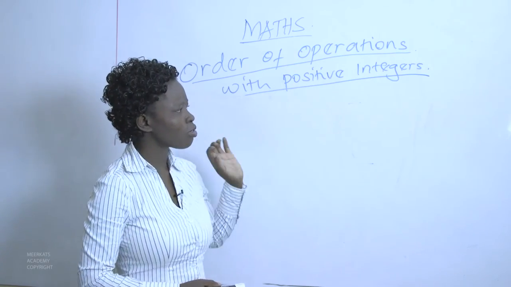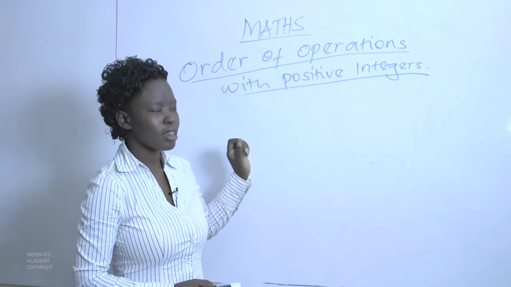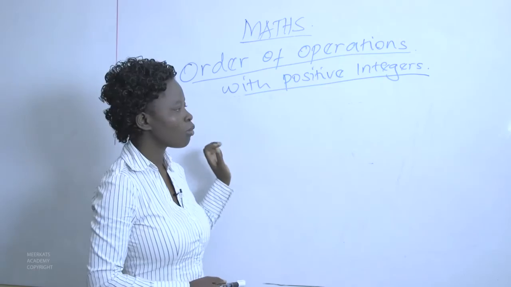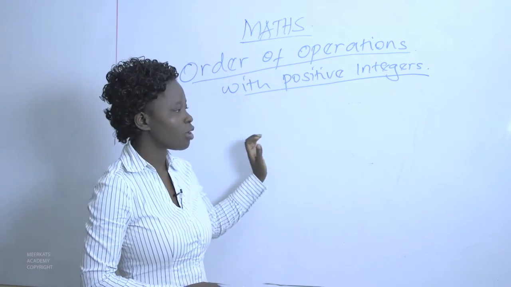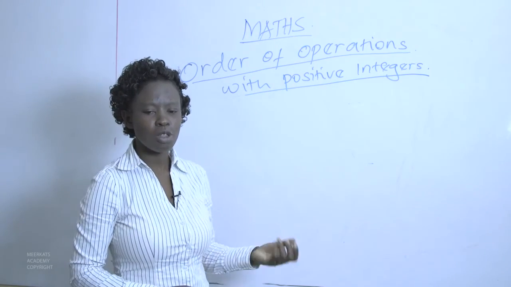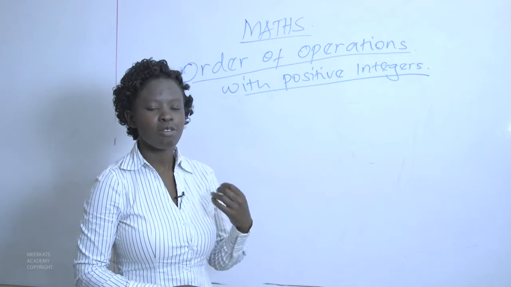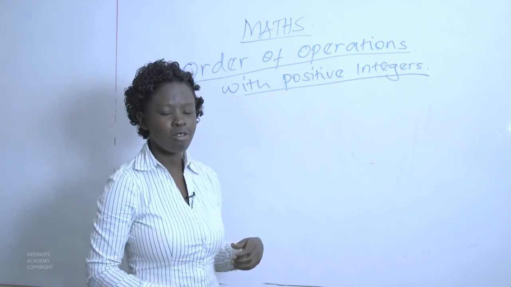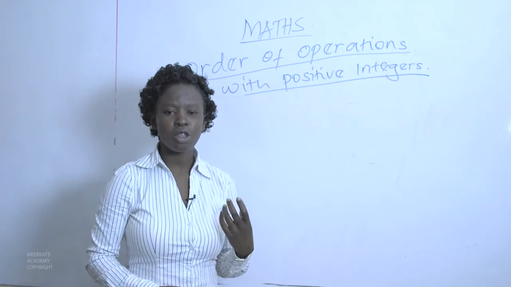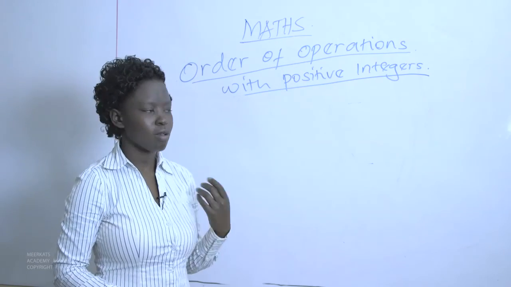In following this order of operation, check your problem correctly or confirm it very well so that you find out which operation you are going to work out first. If you are having brackets, then deal with the brackets first, followed by of, division, multiplication, addition, and then subtraction.